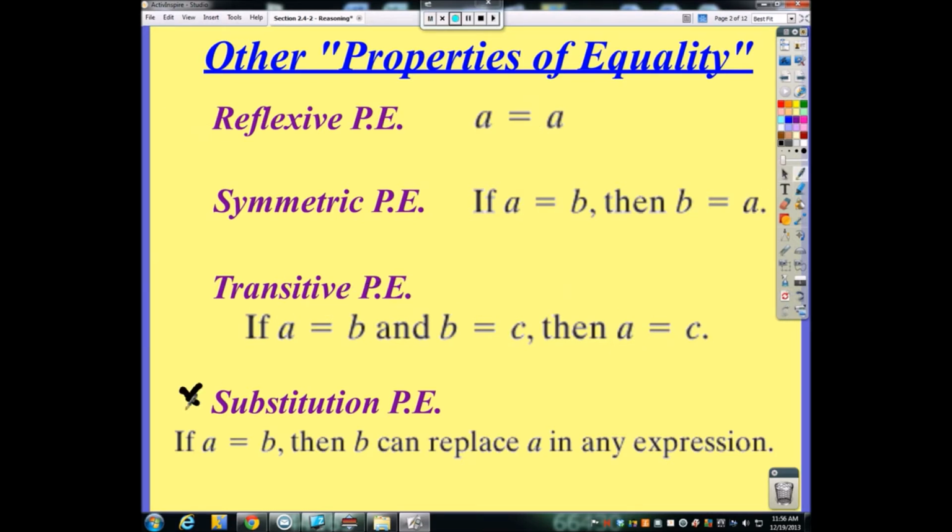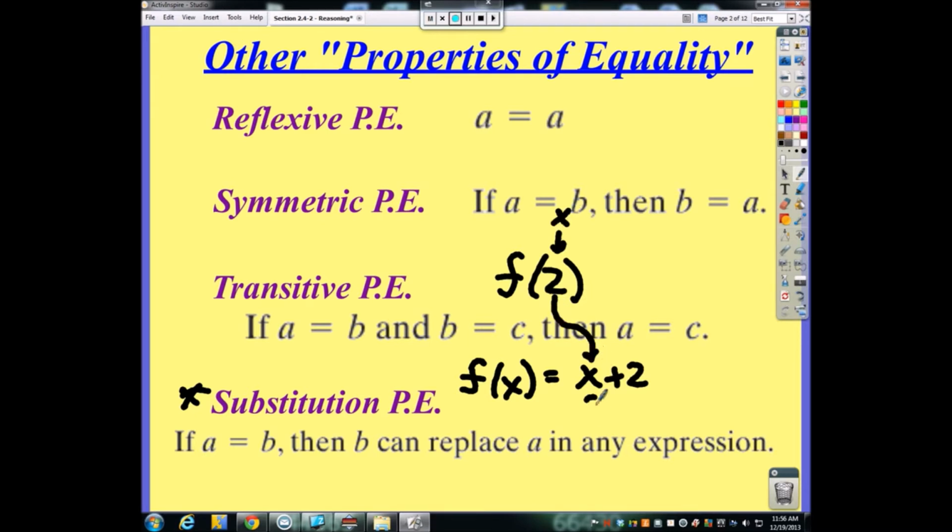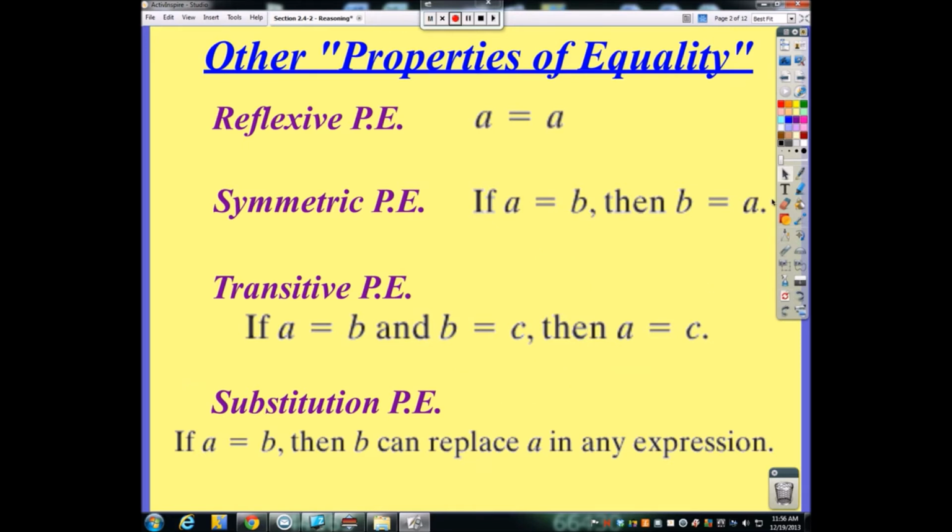And then our final property of equality down here, the substitution property. So if a equals b, then b can replace a in any expression. So you would use primarily the substitution property to substitute numbers into variables. So if we went back to say some Algebra 1, if we had f of x equals x plus 2, and we said, all right, well, what's the value of f of 2, which basically that's x, we would take 2, plug it into x, and we'd say, all right, well, 2 plus 2 is 4. We were using the substitution property of equality there. And we will use the substitution property of equality, as you would imagine, quite a bit this year in geometry.